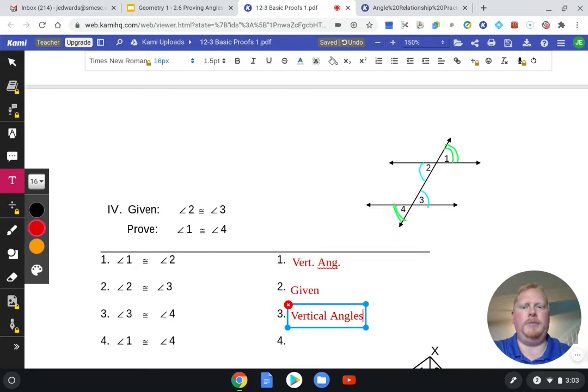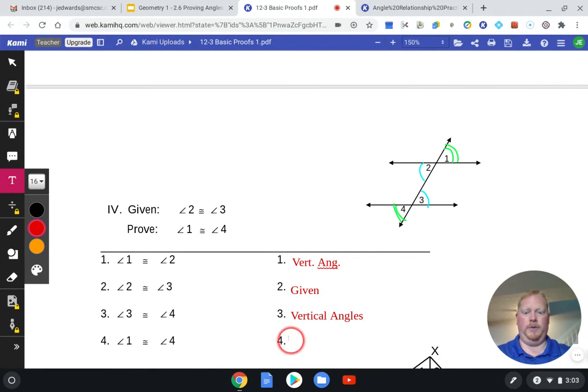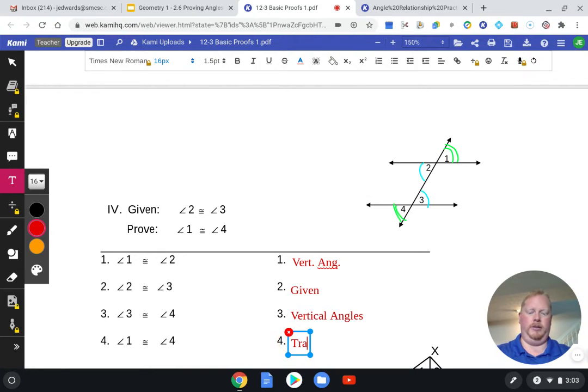Well, if we take a look at all the statements we have here, 1 is the same as 2. 2 is the same as 3. 3 is the same as 4. So do you remember the transitive property that says if A is the same as B and B is the same as C, then A and C have to be the same? That's exactly what we have going on here. So that's what I'm going to put here is the transitive property. And so we've gotten to the conclusion that they want us to come to, that angle 1 is congruent to angle 4, and we've justified every step.